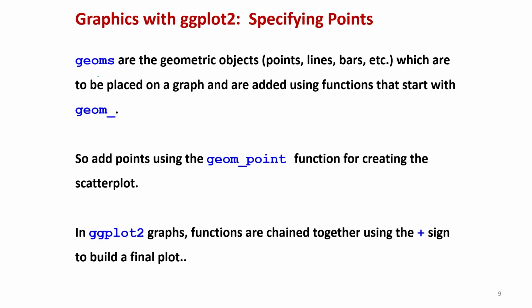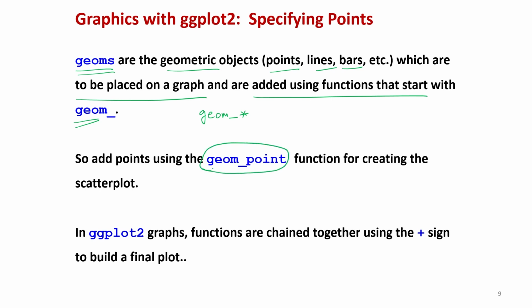So then we use the option geoms, G-E-O-M-S. They are the geometric objects like points, lines, bars, etc., which are to be placed on the graph, and they are added using functions that start with geom. If you recall, in the last lecture I wrote it like geom underscore star, and I told you that we will write something in place of the star. So now we are going to write point in place of star. We start adding points using the command geom_point, this function for creating the scatter plot.